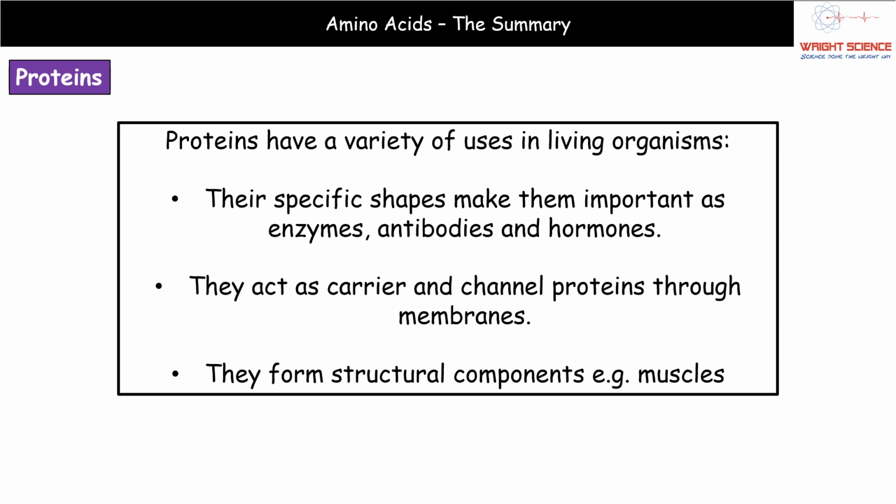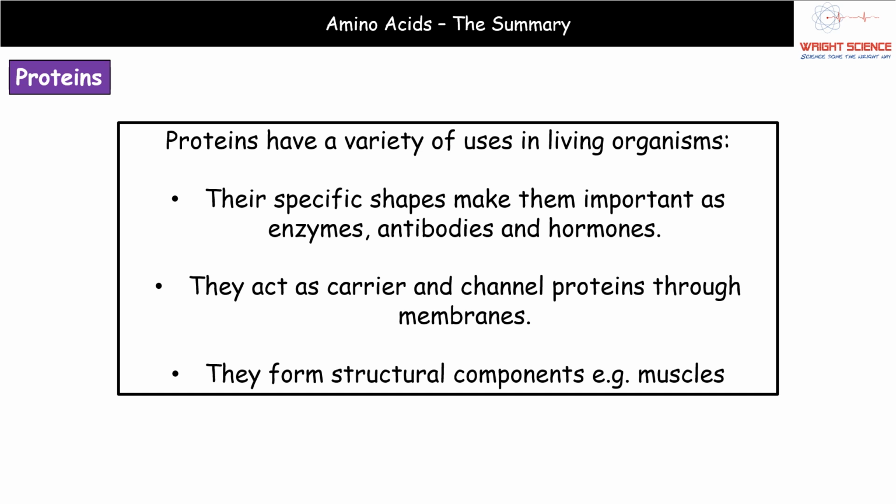First thing, when they fold up, they're going to have this very specific shape. Now that means these are going to be incredibly important molecules to us when we consider things that need a specific shape. They're enzymes, the antibodies, the hormones, all of those are protein molecules.